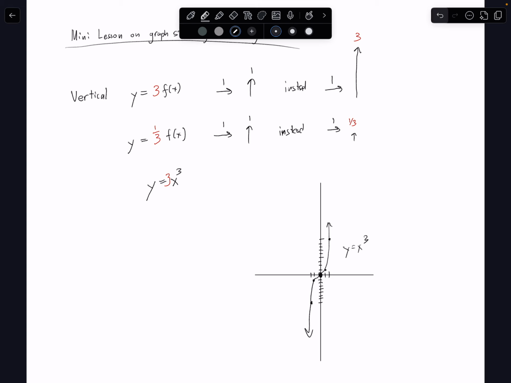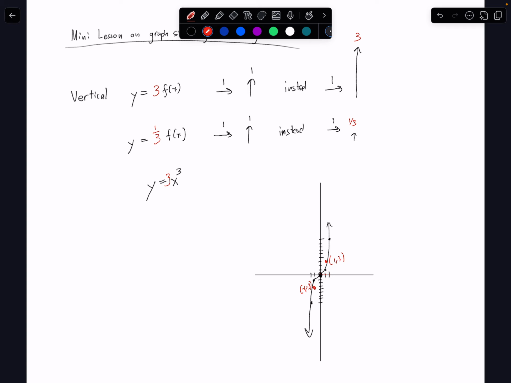Okay, so all stretching does is stretch vertically. If it's multiplying by 3 in the front, then instead of going out 1, up 1, you're still going to go out 1, but you're going to go up by 3. And left 1, down 1, you're going to change to left 1, down 3. 1, 2, 3. So this would be the new point. Left 1, down 3, right 1, up 3. You can even label these points 1, comma 3. This would be -1, -3.